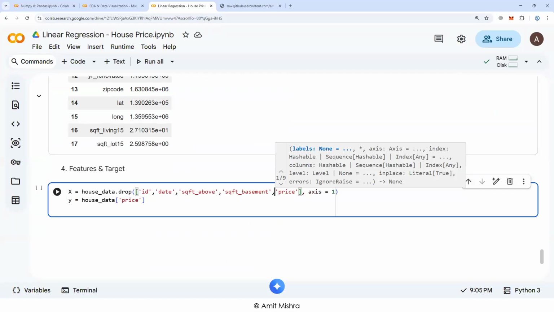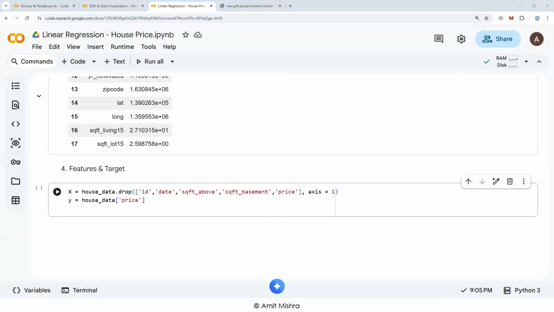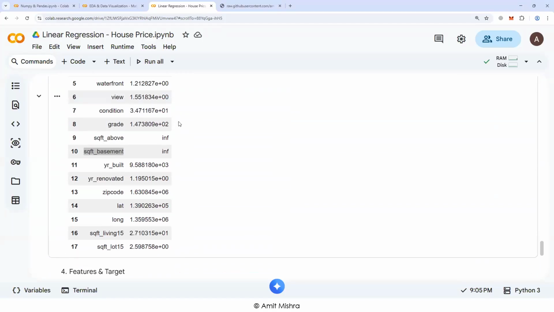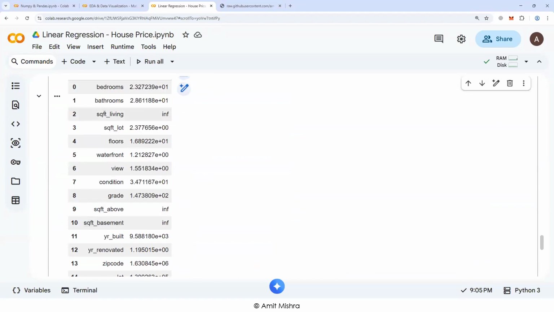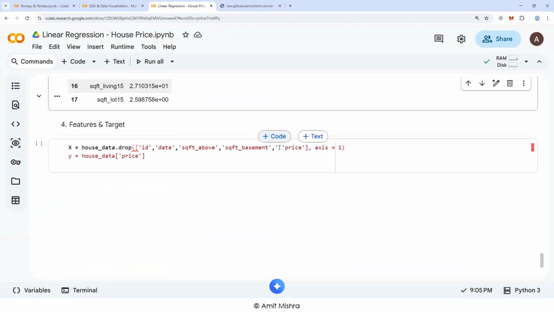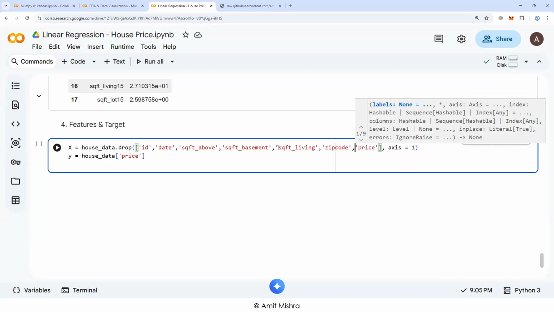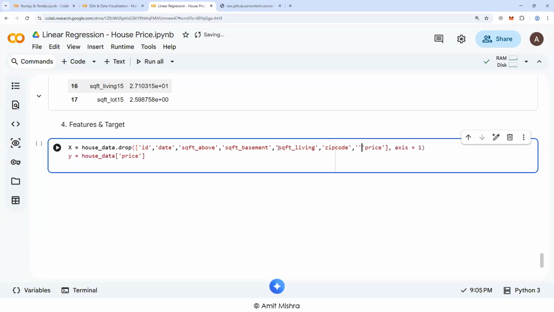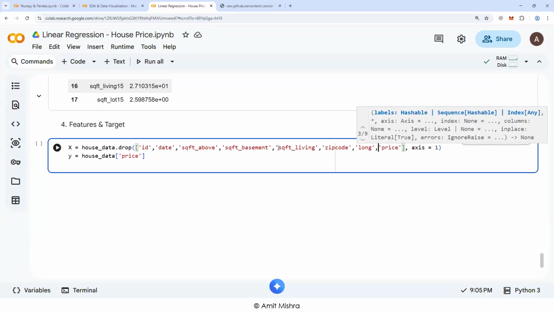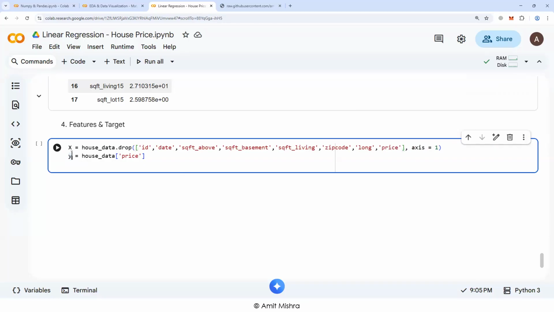So square feet above, square feet basement, square feet living area. These all have very high values, followed by zip code, followed by longitude. Out of latitude and longitude, I'm just removing one, and the other one I'm keeping. The target value, that is y, is your price value only.